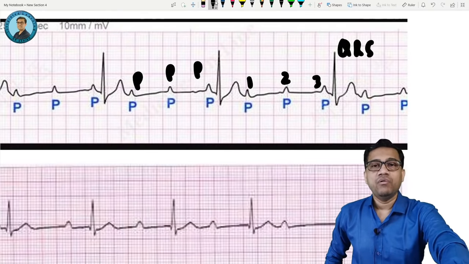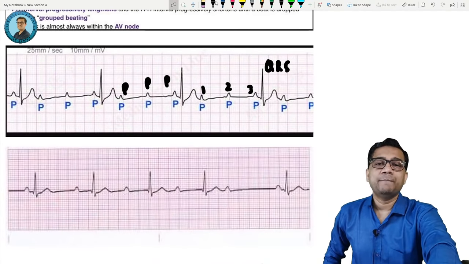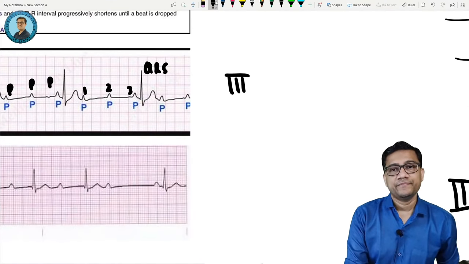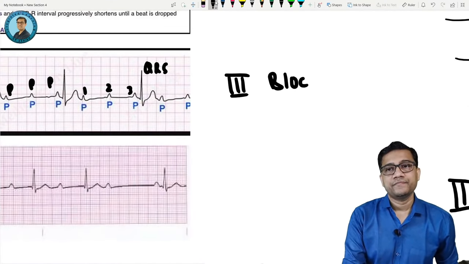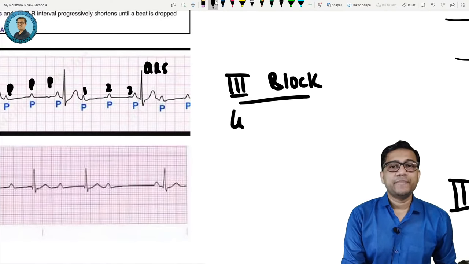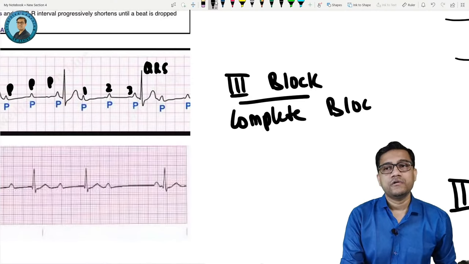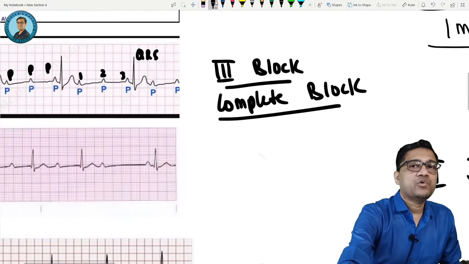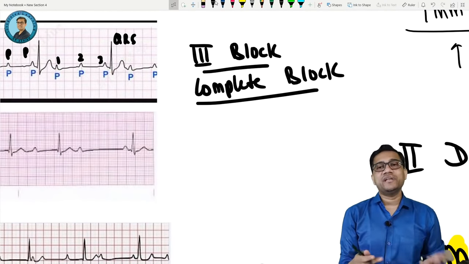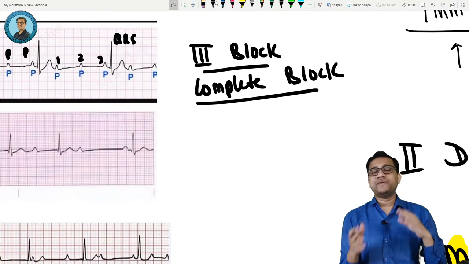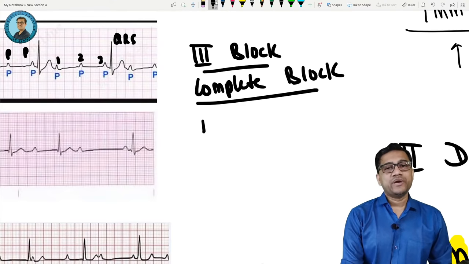Okay. Now, the last is complete dissociation, third degree. It is a complete block. Now the atria and ventricle are beating independently. They will not give this in the exam. You will get the P wave separate, QRS separate. So the atria and ventricle are beating separately.